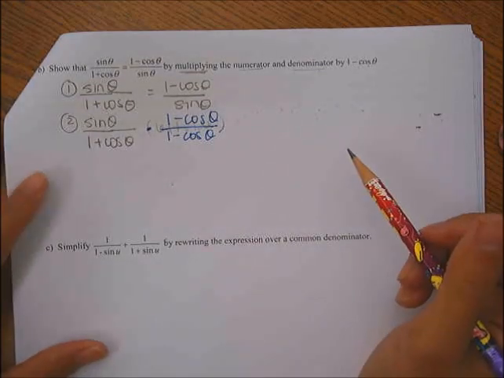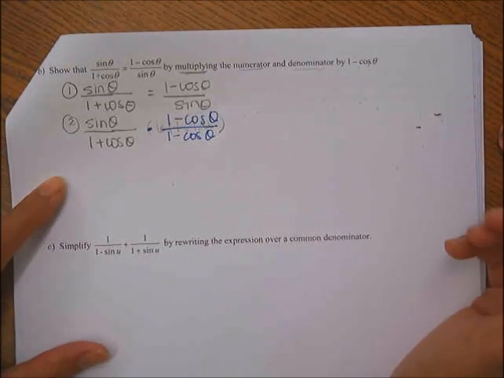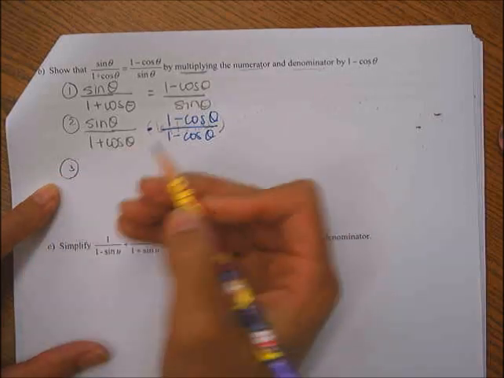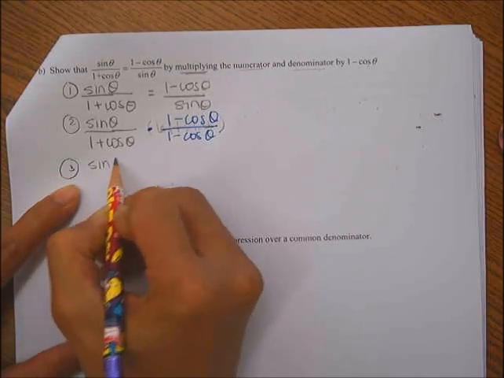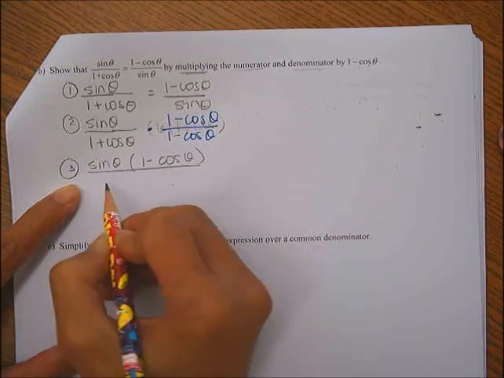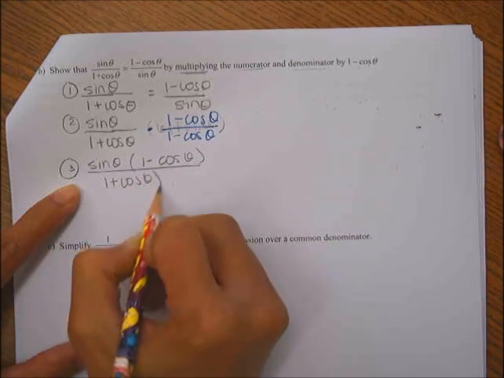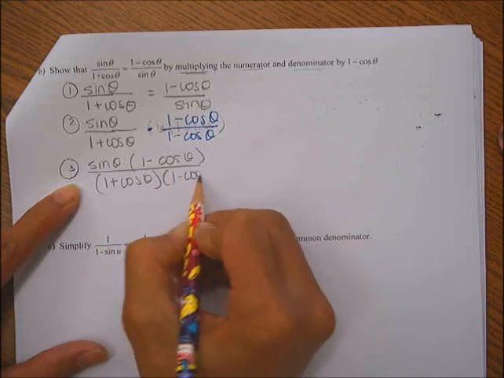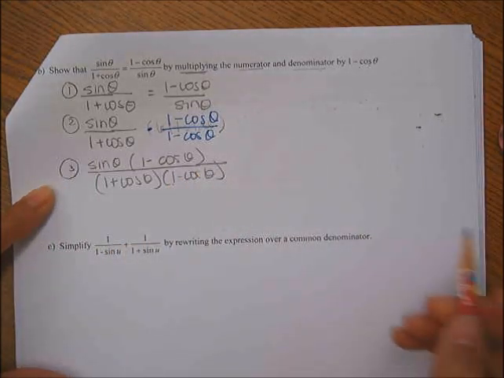And again, do not skip steps, because don't assume I know what you're thinking in your head. I don't know what you're thinking in your head, right? So what I'm going to do is multiply this out. So 1 minus cosine of theta, 1 plus cosine of theta, times 1 minus cosine of theta. Okay, so that's my step number 3.